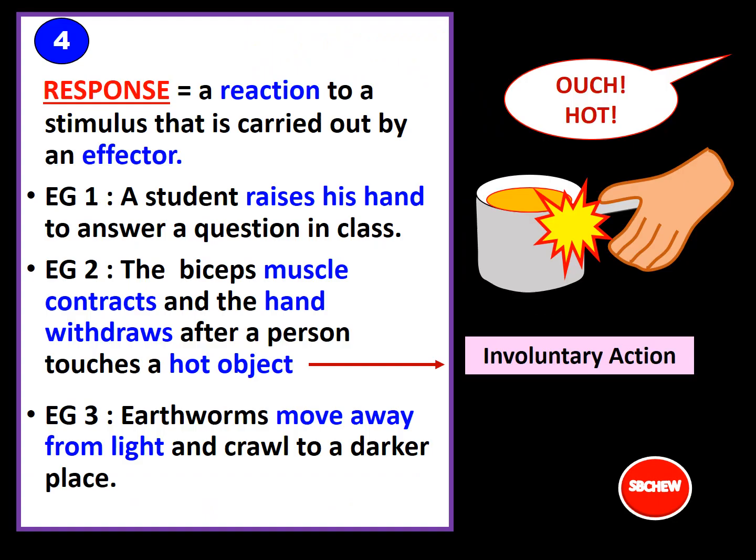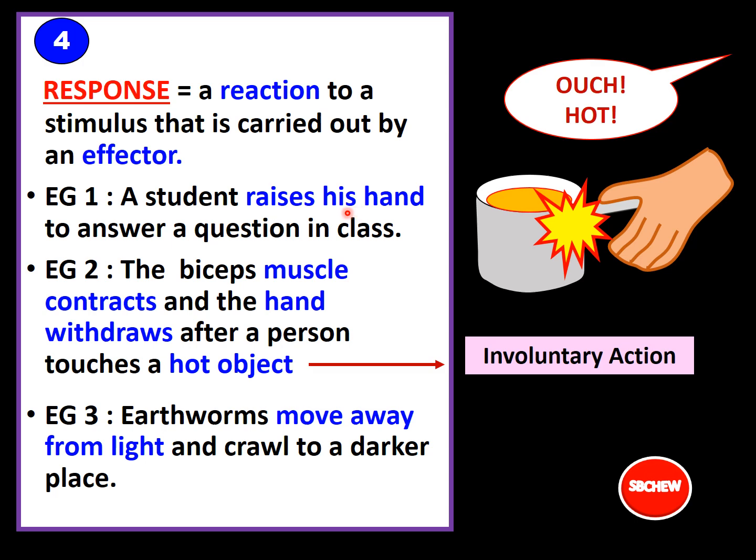The fourth term that we need to know is response. A response is a reaction to a stimulus that is carried out by an effector. For example, when a student is asked a question by a teacher in class, the student can raise his or her hand to answer the question. In this case, the student has reacted to the stimulus, which is the sound of the teacher's voice, and he decides whether to carry out the response to raise his hand or not.